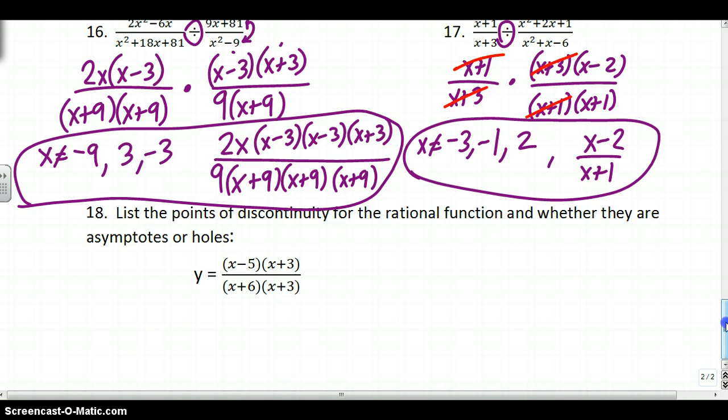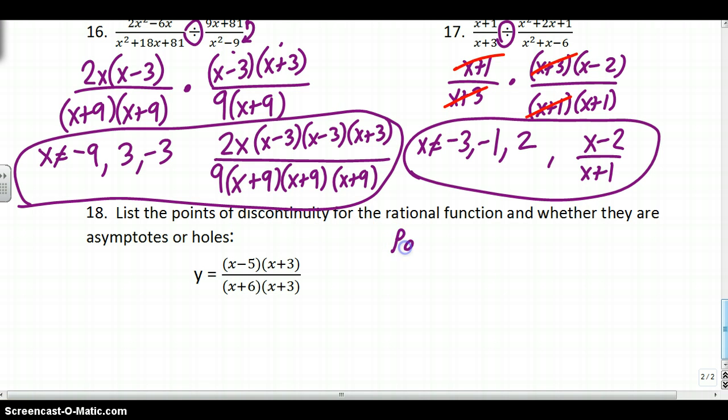And last but certainly not least, number 18, list the points of discontinuity for the rational function and whether they are asymptotes or holes. Remember, asymptotes is if they do not cancel out completely. Holes is if they do cancel out completely. All right. So let's look.